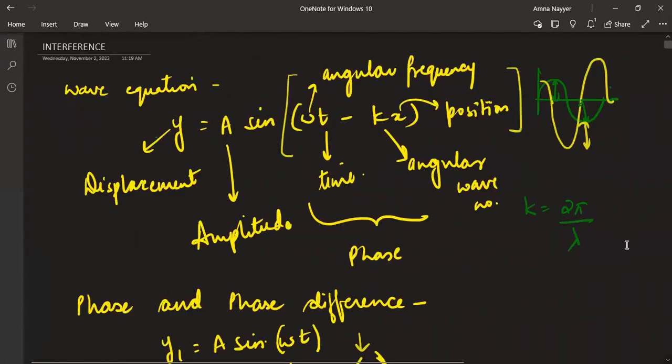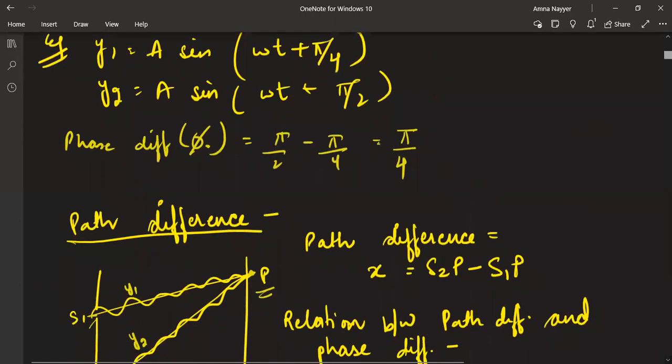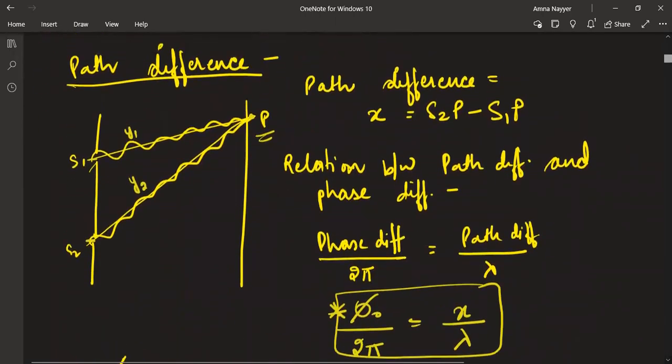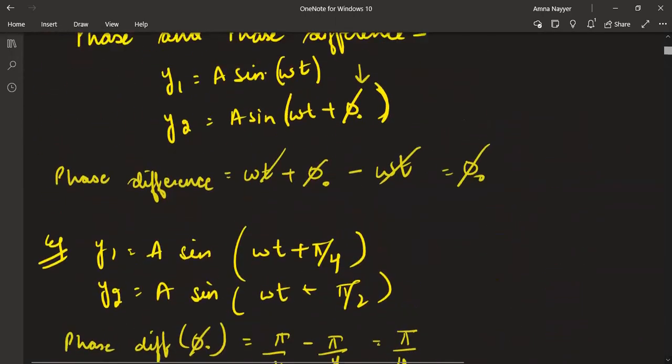We have interference then. Interference means two waves that are moving or propagating superimpose with each other. They interfere with each other's path, so that is known as interference. So you have path difference, you have phase difference, and there's a relation between path and phase difference.